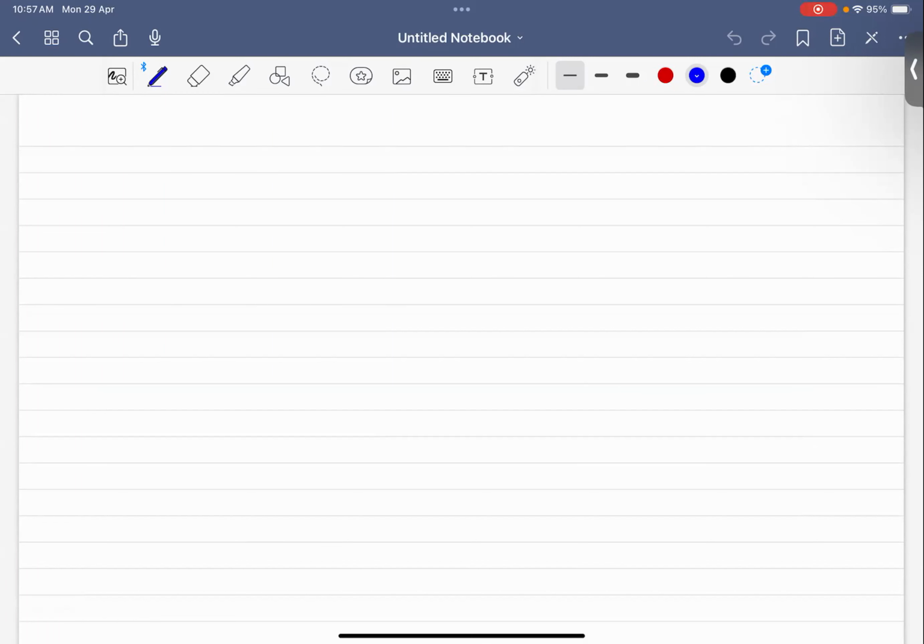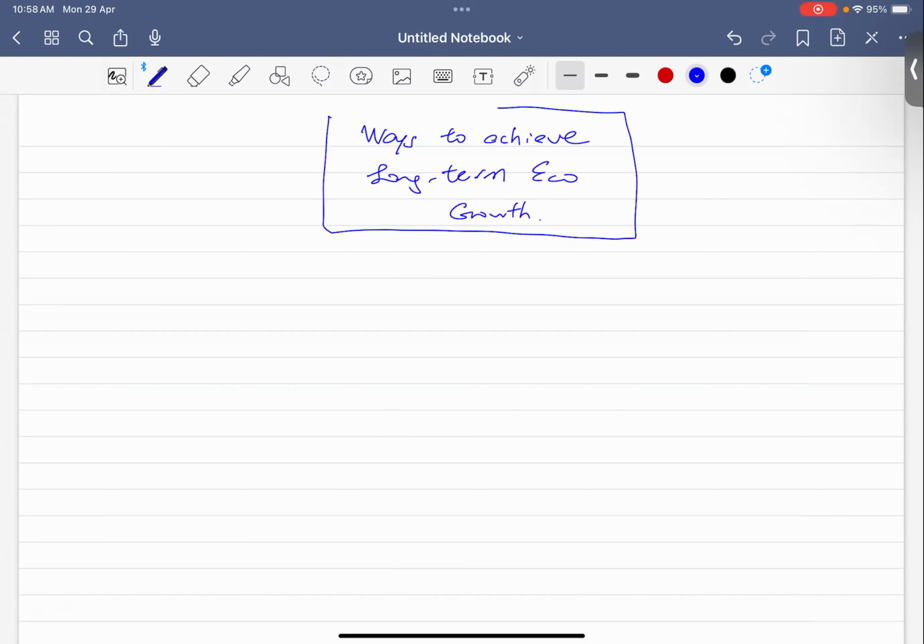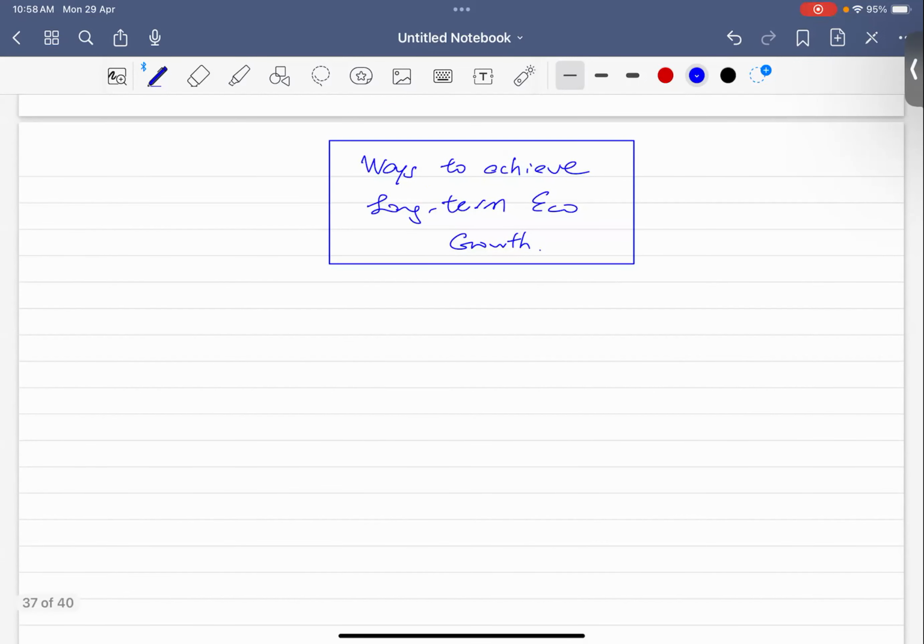Okay, so first of all, let's look into, when we talk about economic growth, right? We say, how can we achieve economic growth? So let's look into what are the ways to achieve long-term economic growth. Okay, some extra notes here to show you some graph. This is like additional notes.